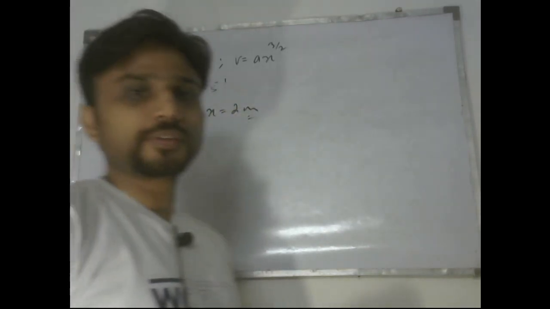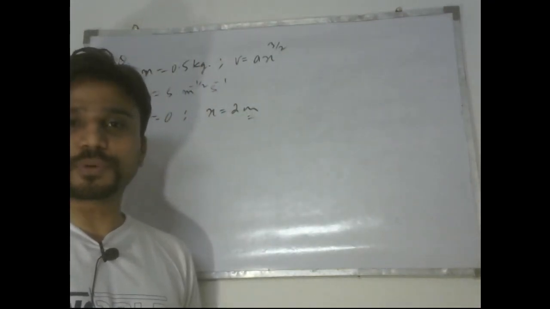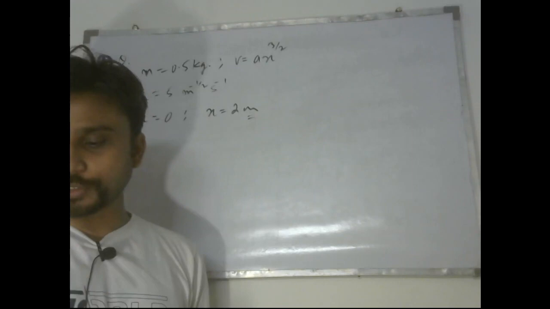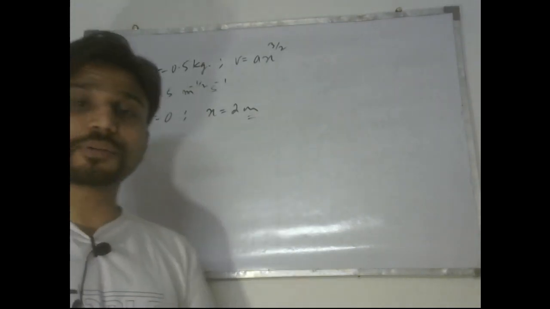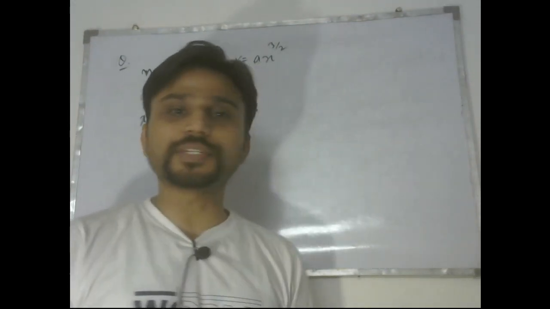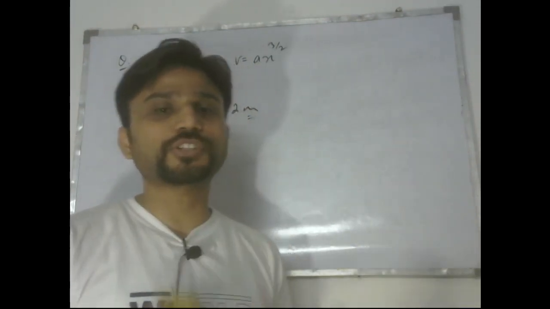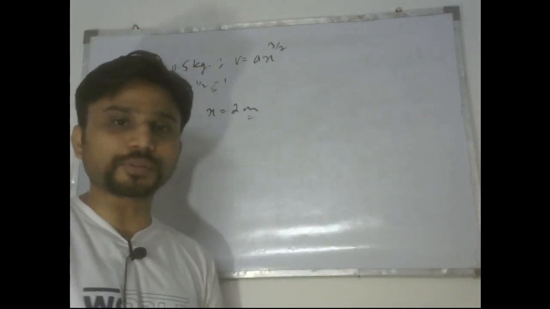Definitely there should be some forces acting on the particle. Why should there be forces acting on the particle? The force should be acting on the particle because its velocity is changing. Velocity is changing, that means there is some acceleration. There is some acceleration, there has to be some force. So we have to calculate the work done by all forces on the particle.